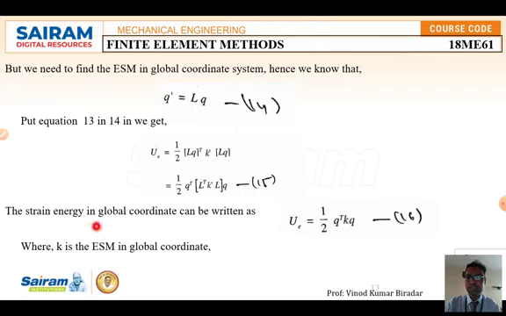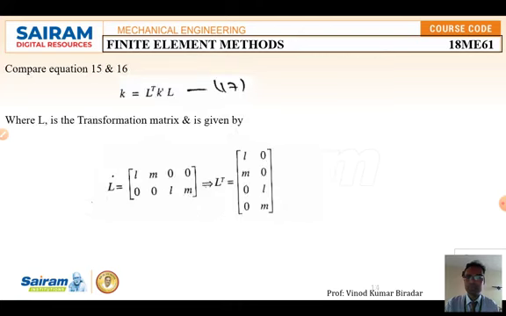The strain energy in the global coordinate system can be written as U is equal to half of q transpose k q. Okay, give question number 16, where k is nothing but what? The element stiffness matrix for the global coordinate system. Okay, compare equation 15 and 16. You are going to get k is equal to transpose of L k dash L.